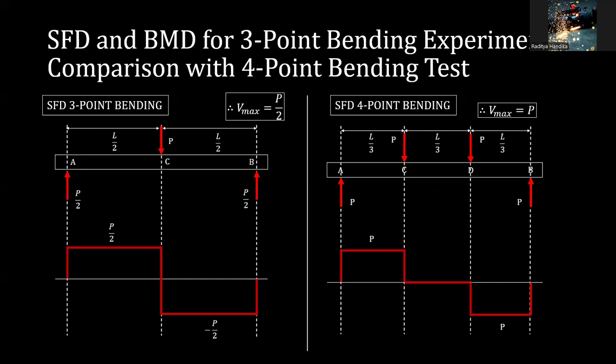In the four-point bending test, a similar shear distribution occurs, but the zero shear force or pure bending extends across the entire beam section between the load points. This larger region of pure bending in the four-point test provides a more comprehensive stress distribution analysis.